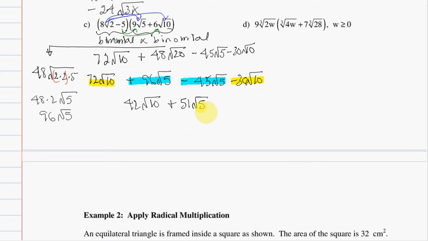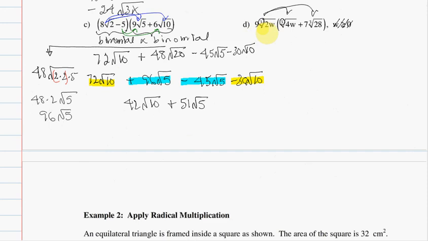Okay, our last example then, before we go on to our word problem, we have a monomial times a binomial. So we're going to use distribution. Okay. And this time our index is a 3. So W is greater than or equal to 0 doesn't count, because it's an odd numbered index and it doesn't matter whether W is positive or negative.